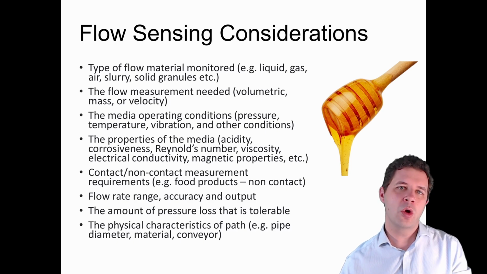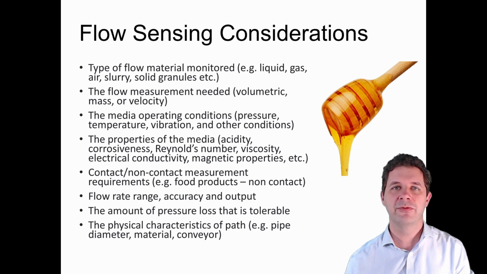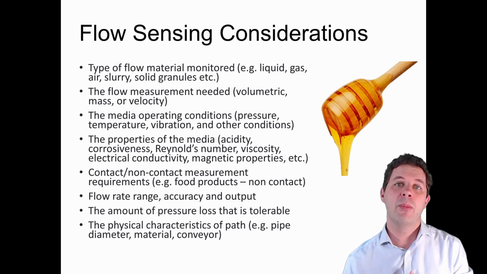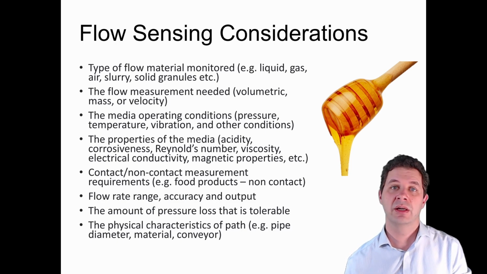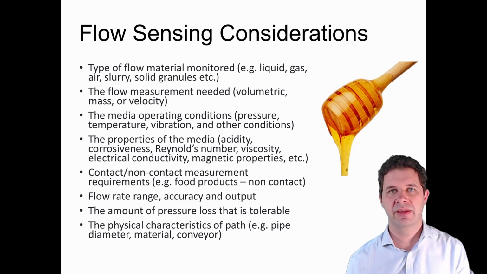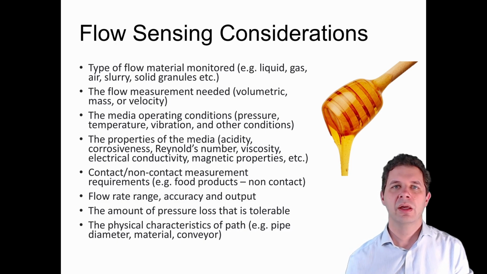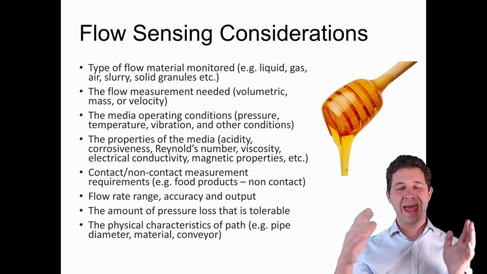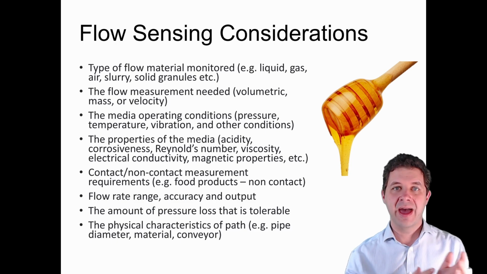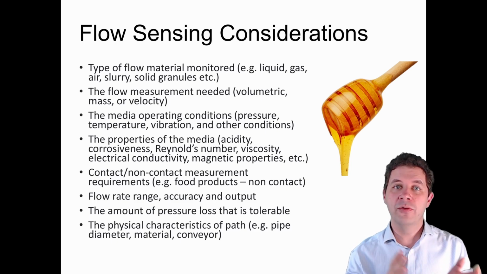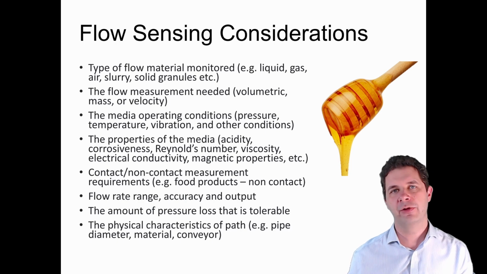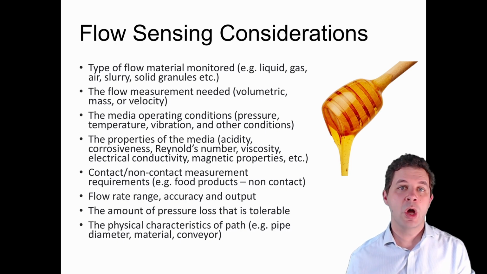Sometimes we might need non-contact flow measurements. For example, if we're using some food products that we don't want to be contaminated by the actual flow sensors that we're using. Some applications might not have that issue at all, so we can use these more contact-based methods that don't need to be pristinely cleaned, for example. We've got different things about how the flow sensor needs to put out its output, what sort of range that output needs to be over. Like, are we talking a low flow measurement system or a very high flow measurement system, for example? Sometimes the amount of pressure loss in the system is an issue.